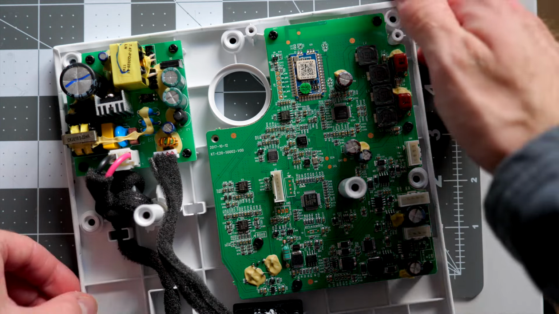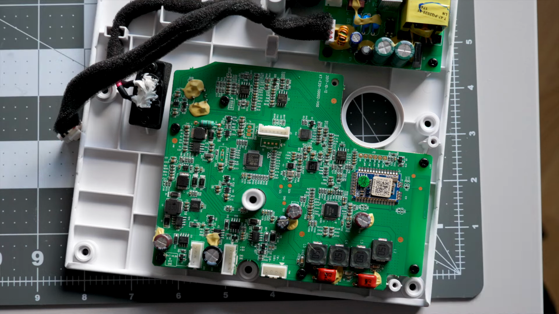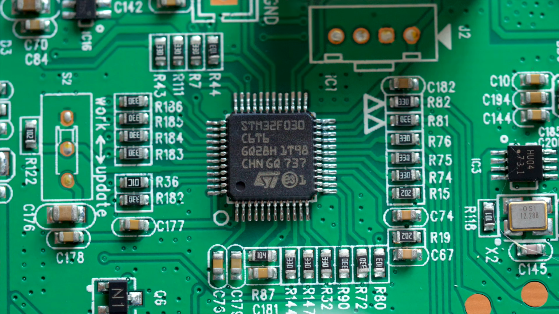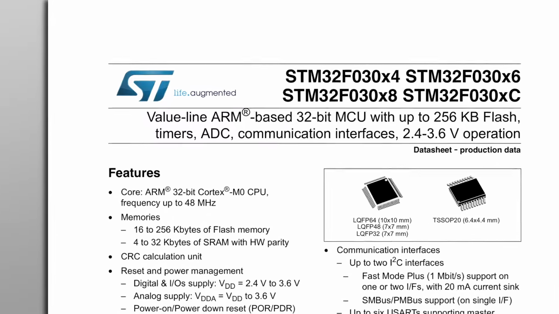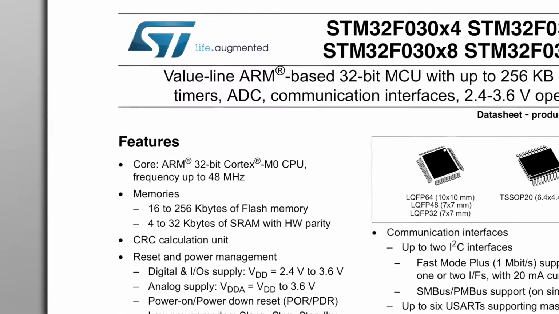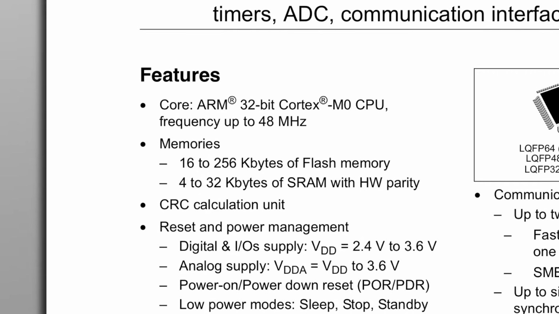So if the amp chip is the muscle of this speaker, let's look at the brains. It's right in the middle of the PCB and comes in the form of an ST32F030 microcontroller. It's based around an ARM Cortex M0 that operates at up to 48 MHz, has 32 kilobytes of flash, and 4 kilobytes of RAM. Now that doesn't sound like much, but it's plenty to handle all the functions of the speaker.